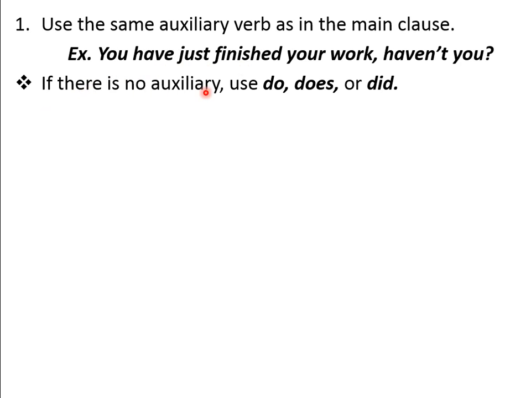If there is no auxiliary verb, use do, does or did. Okay, example. You like ice cream, don't you? The main clause there doesn't have an auxiliary verb, so in the tag question we have to use do, does or did instead.